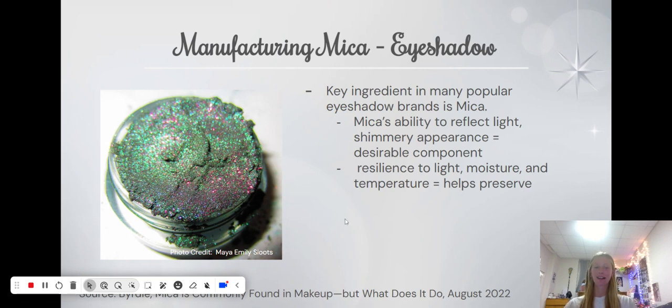A popular product that commonly contains mica is eyeshadow. In fact, mica is a key ingredient in many popular eyeshadow brands. The mineral's unique ability to reflect light and its shimmery appearance makes it desirable as an eyeshadow component, as does its resilience to light, moisture, and temperature, which also help to preserve eyeshadow.